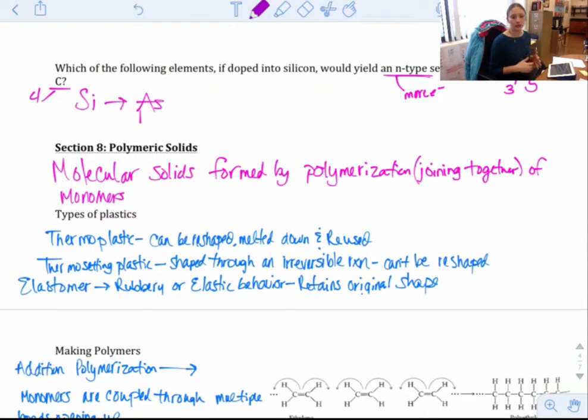Polymers are just molecular solids that are formed by what's called polymerization, which means you're joining together monomers. And monomers are small units, usually a small chain of carbons, and you're adding one to another one and another one and another one. You take these big chains, what are called polymers. So polymers are usually plastics, and when we deal with plastics, we deal with polymers.